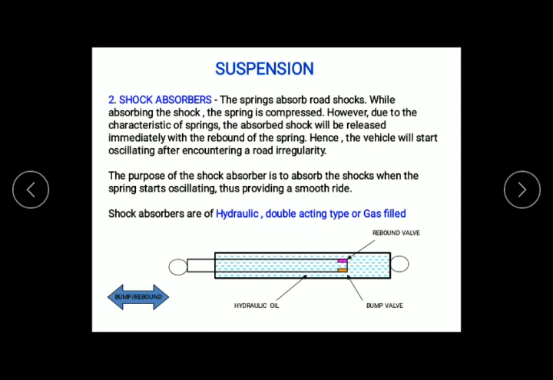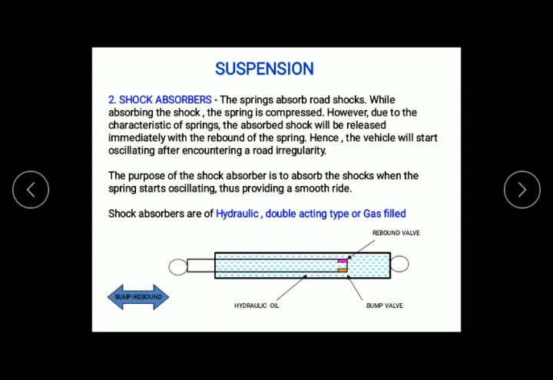To avoid this, we have to use the shock absorber. The purpose of the shock absorber is to absorb the shock when the spring starts oscillating. Thus, it provides a smooth ride to the passenger. The shock absorbers are hydraulic, double acting type or gas filled type.